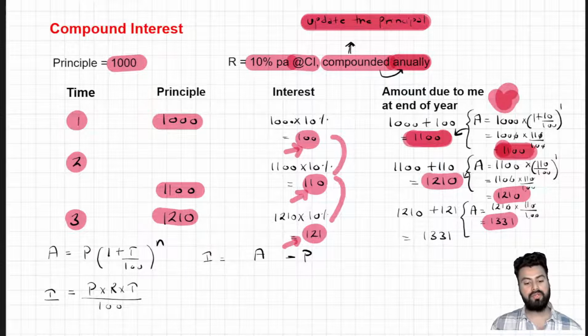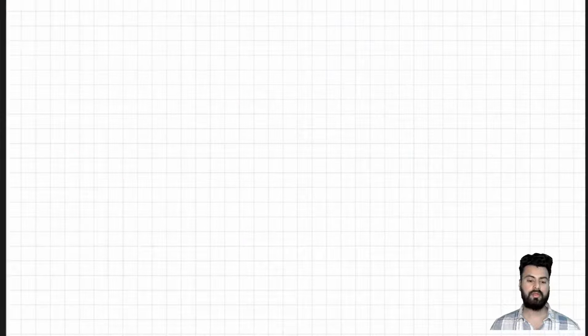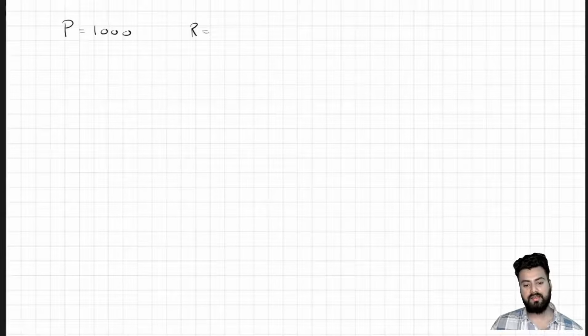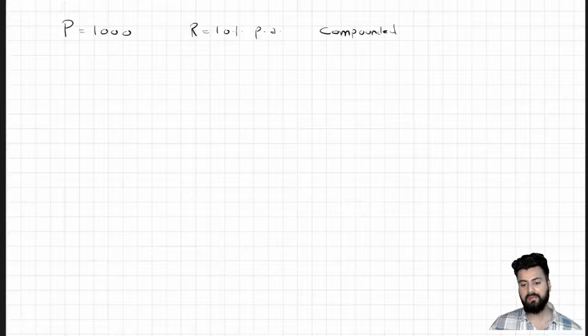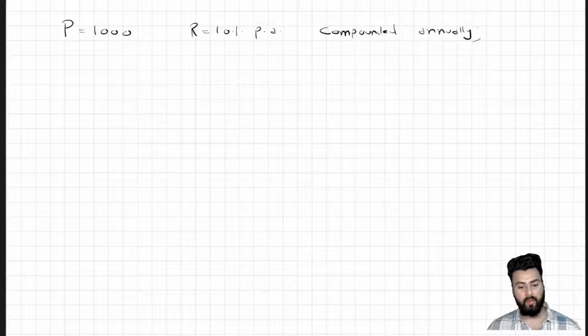Okay, and now let me show you the visual approach using which you can do all this calculation in a very easy manner. For that, let me use the same data which we had used in the previous question. Principal is 1000, rate 10% per annum at compound interest. The important term is compounded annually. It means I need to update the principal after every 1 year.